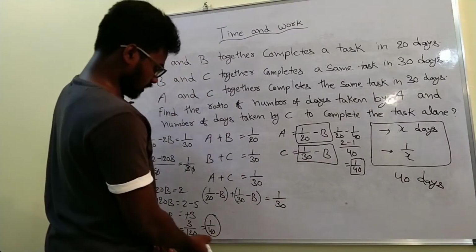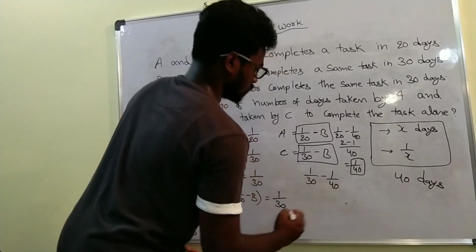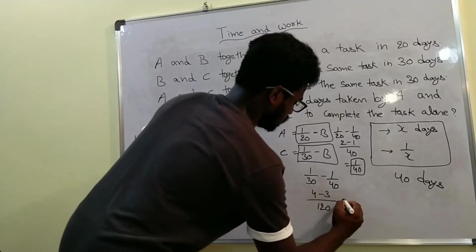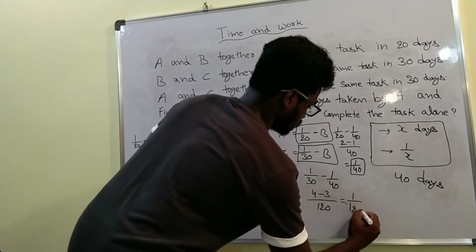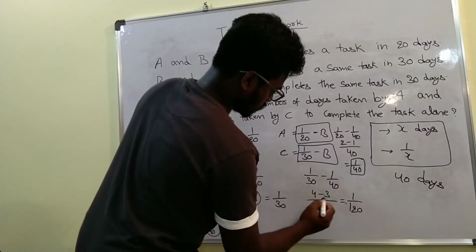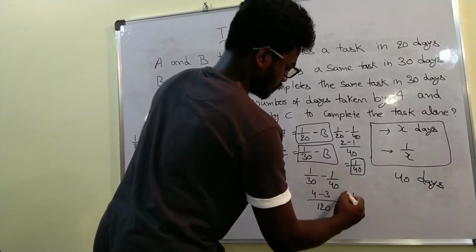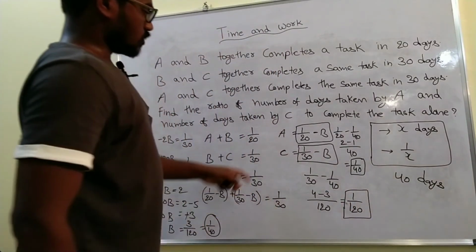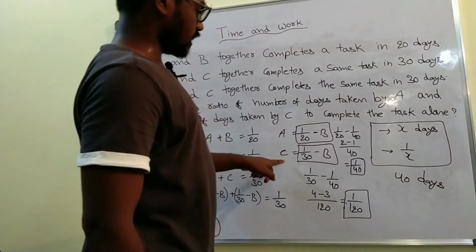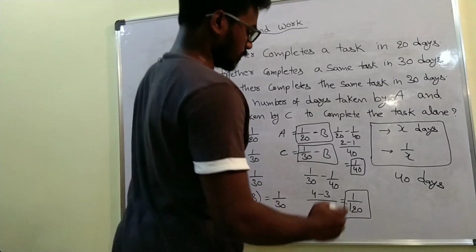Let's find C's work. Substituting B's value: 1 by 30 minus 1 by 40. With LCM 120, that is 4 minus 3 over 120, which is 1 by 120. If C can do 1 by 120th part of the work in one day, then he will take 120 days to complete the same task.